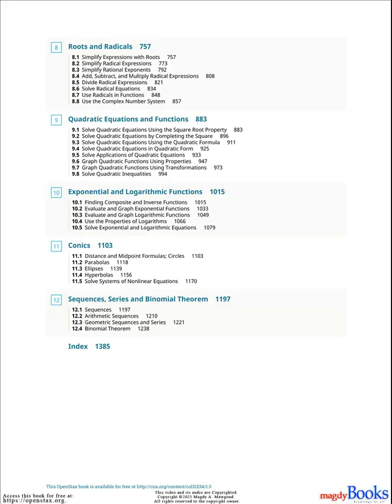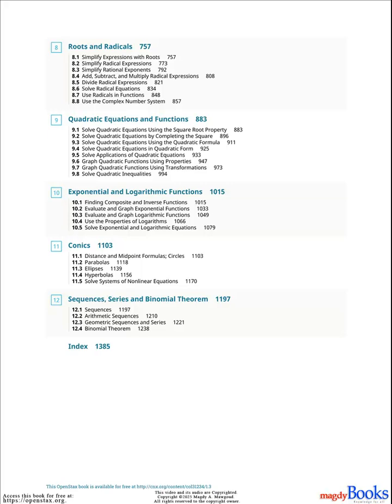11.1. Distance and midpoint formulas, circles. 11.2. Parabolas. 11.3. Ellipses. 11.4. Hyperbolas. 11.5. Solve systems of nonlinear equations. 12. Sequences, series and binomial theorem.